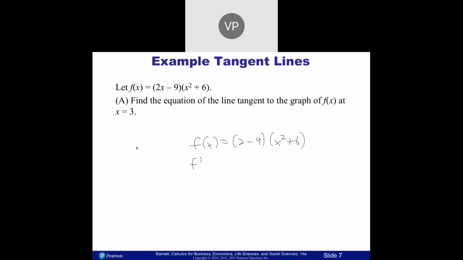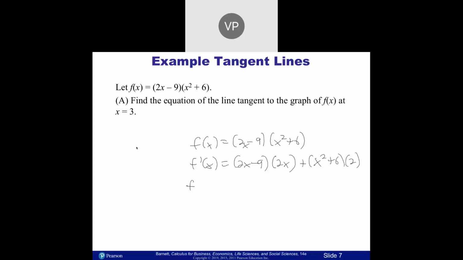Okay, going with our new rules here. We take the first piece, the first parenthesis, multiply it by the derivative of the second. Then you add the second piece, x squared plus 6, and you multiply that by the derivative of the first parenthesis, that's a 2.